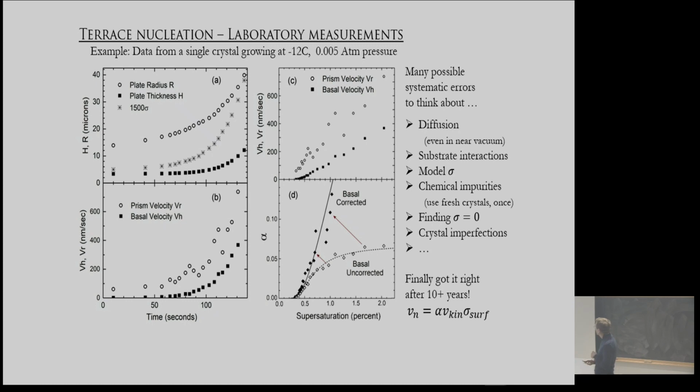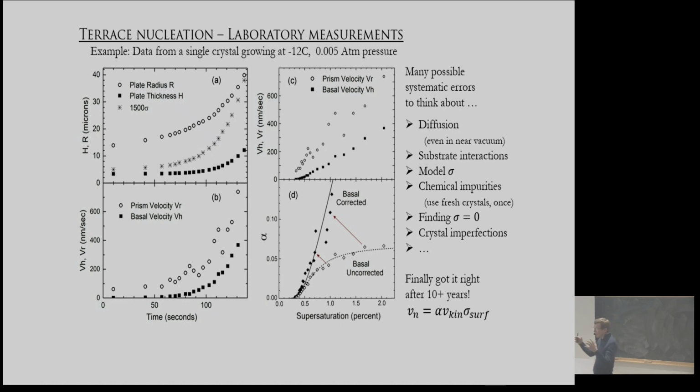There are a lot of systematic problems. This diffusion correction, you've got to get it right. People didn't always do that. Sometimes the substrate affects the growth because the prism facets actually interact with the substrate. You've got to model the supersaturation from those temperatures. You've got to get that right. If you have chemical impurities, that can be a problem. And we've learned, as have others, that you want to use nice fresh crystals, and you only want to grow them once.